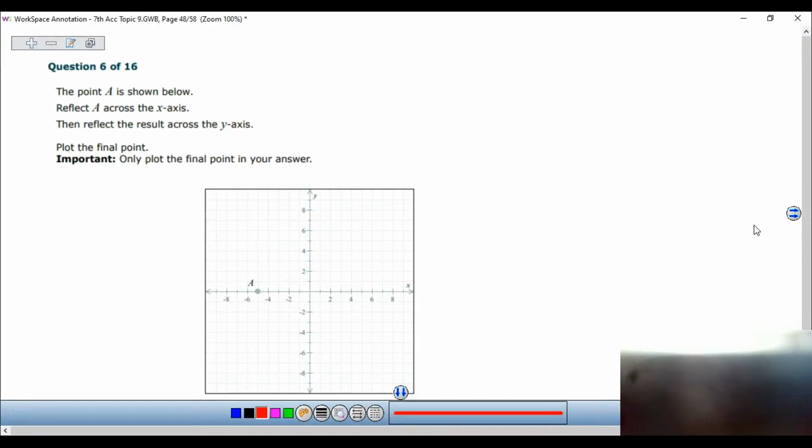All right, now we go to question 6. Again, this time we're going across 2 axes. So we're going across the x-axis first, but it's on the x-axis. So it means it doesn't move at all. It just stays right where it is. Then we're going to move across the y-axis. And again, this is 5 steps away. So we're going to go to the 5 steps away on the other side. And that is our final answer. Again, that's a little trick they like to play on you. So make sure you get that right.